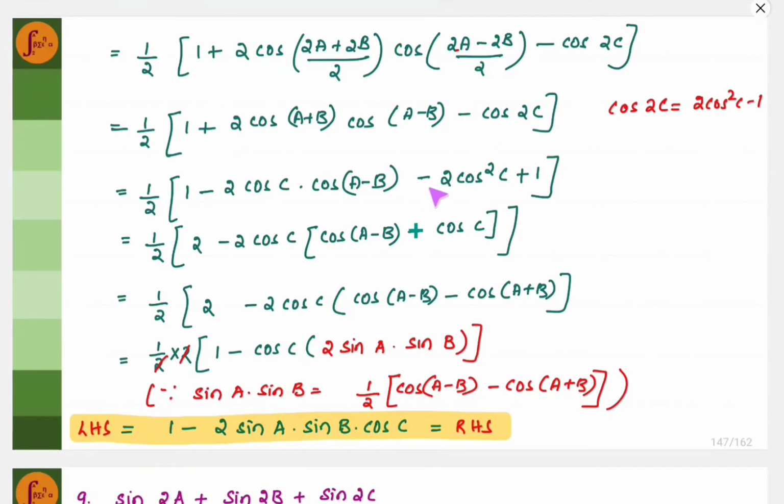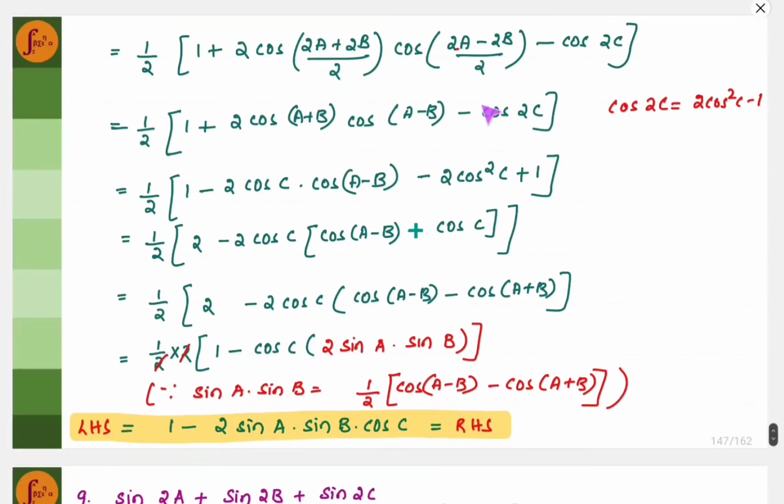Since there is a minus, it will be minus 2 cos square c, and minus and minus 1 will become plus 1, right? Now if you notice, cos c is common here, right? So we'll take cos c as common, and we'll get this expression. Now, if we have to use transformation formula, it should be of the form a minus b and a plus b, correct? Only then we can use transformation formula. So instead of c we can write a plus b.